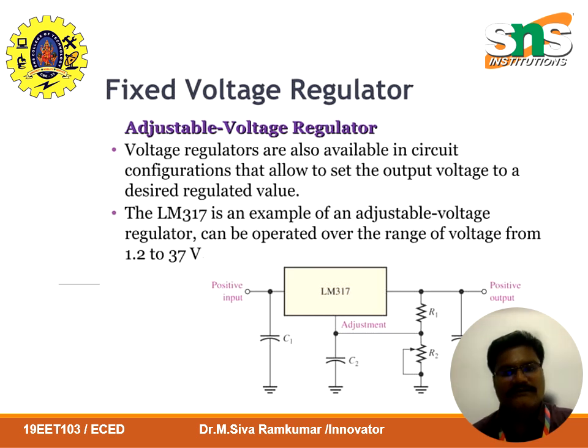Not all circuits use a fixed voltage. That's where adjustable voltage regulators come in. The LM317 is a popular adjustable regulator. By changing the values of two resistors, we can set the output voltage anywhere from 1.2 to 37 volts. This flexibility makes it perfect for projects that need custom voltage levels. So think of the LM317 as a customizable power supply on a chip.